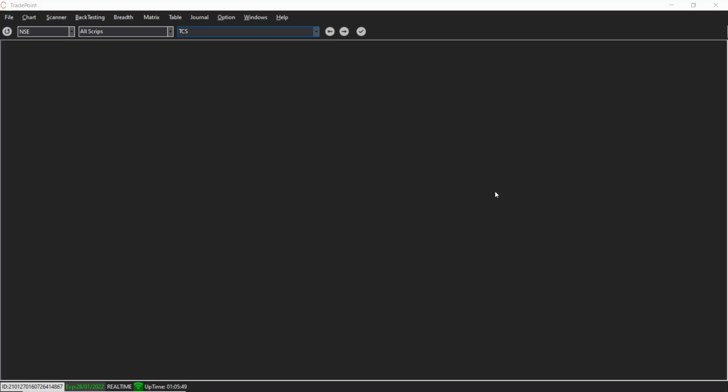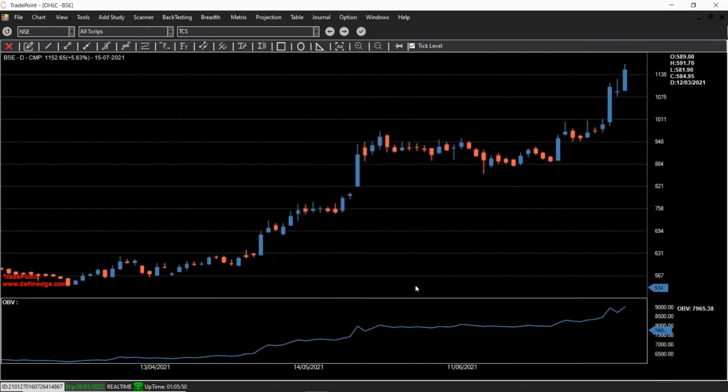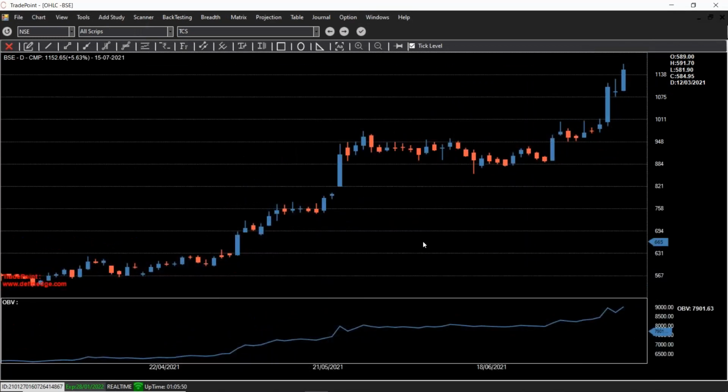Hello everyone. So I'll discuss a very interesting indicator today and a method of analyzing volume. There can be a very interesting way to look at volume, which is possible in TradePoint. There's a very popular indicator known as on balance volume. This is a very widely followed indicator invented by Joseph Granville in 1963 in his popular book. So he talked about this indicator. It's a very simple indicator.